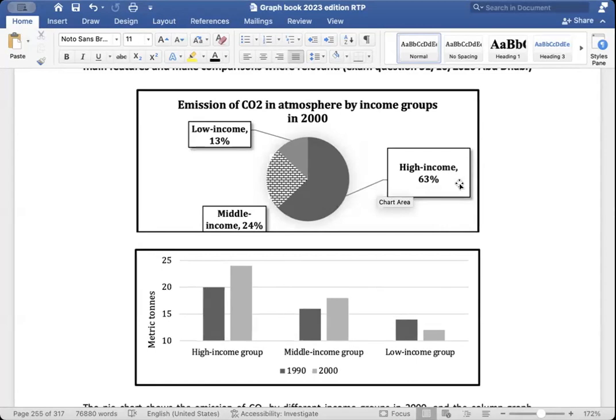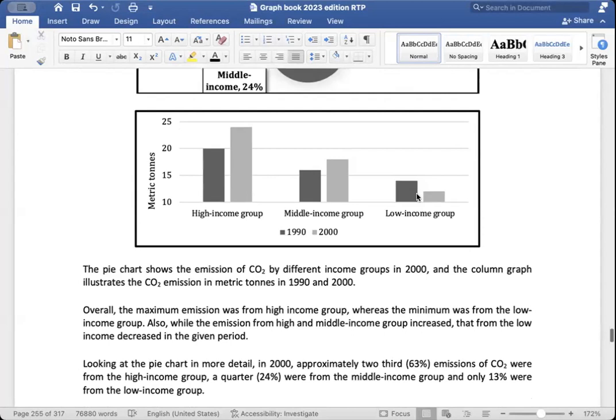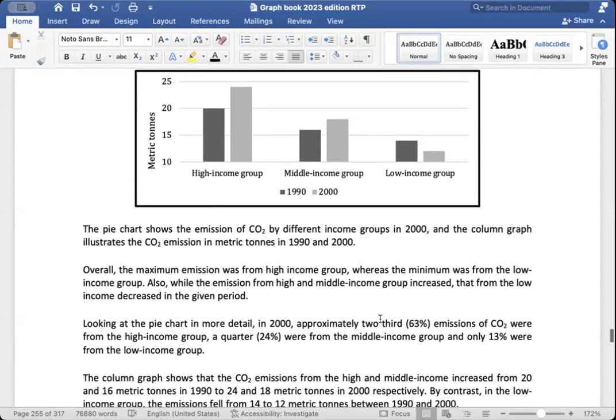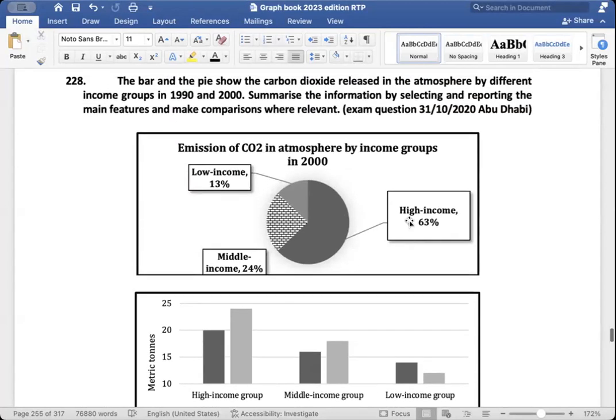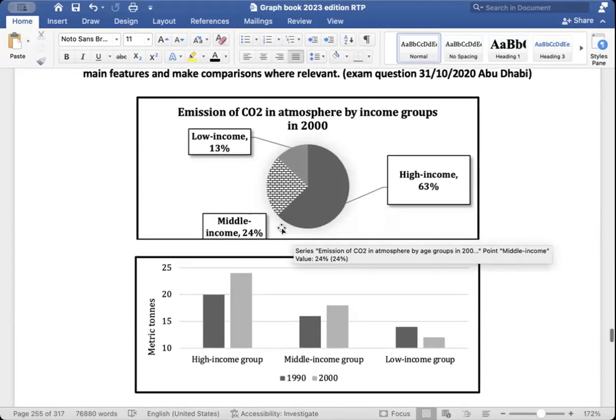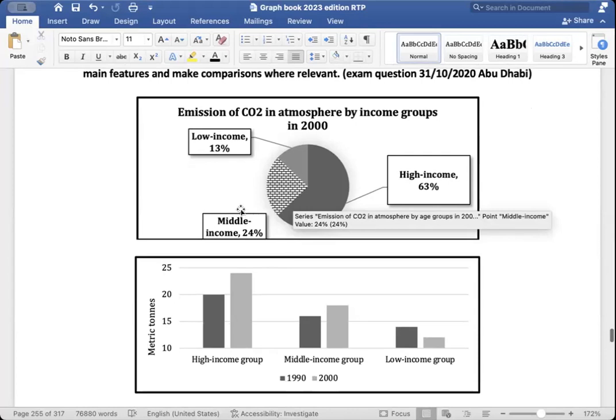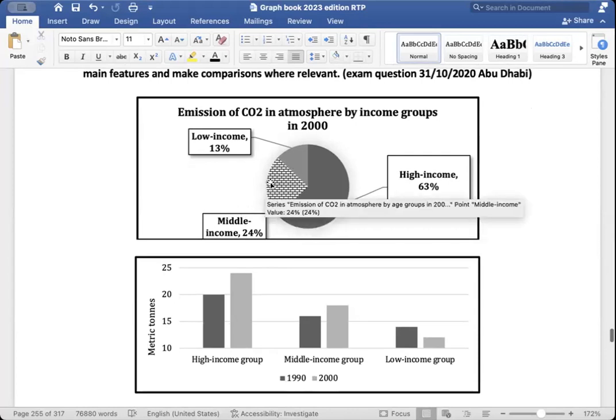33%. 2/3 is 66. If it is 63, I have written slightly less than 2/3. Approximately 2/3 emission of CO2 were from the high income group. So I can write approximately 2/3 for this. You can write that, right? For 24, what will you write?